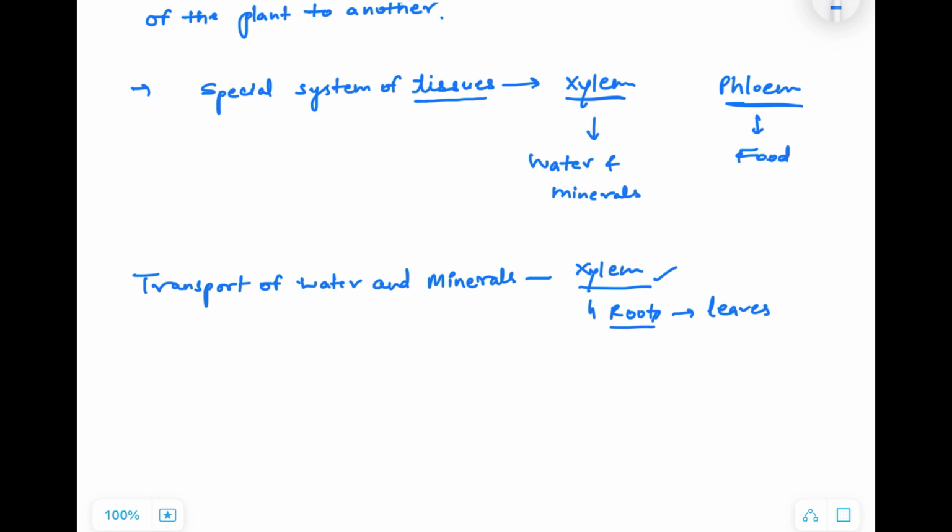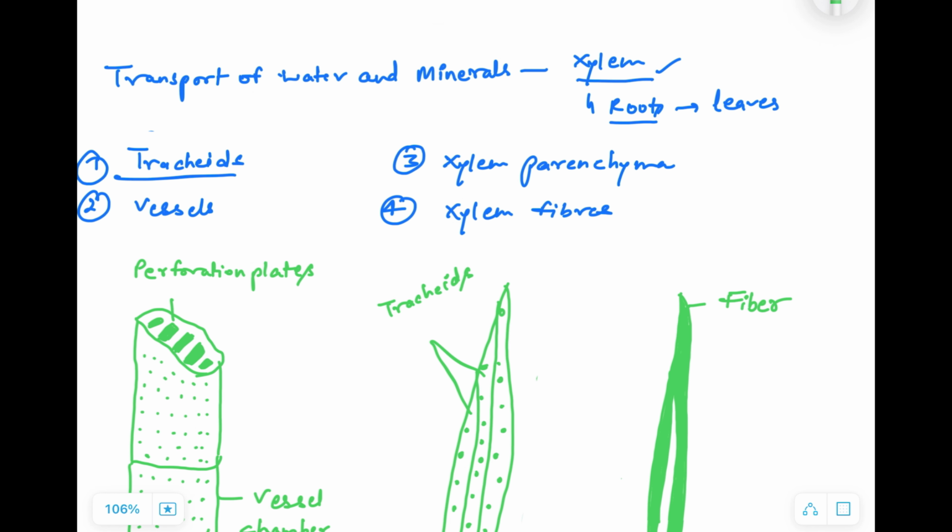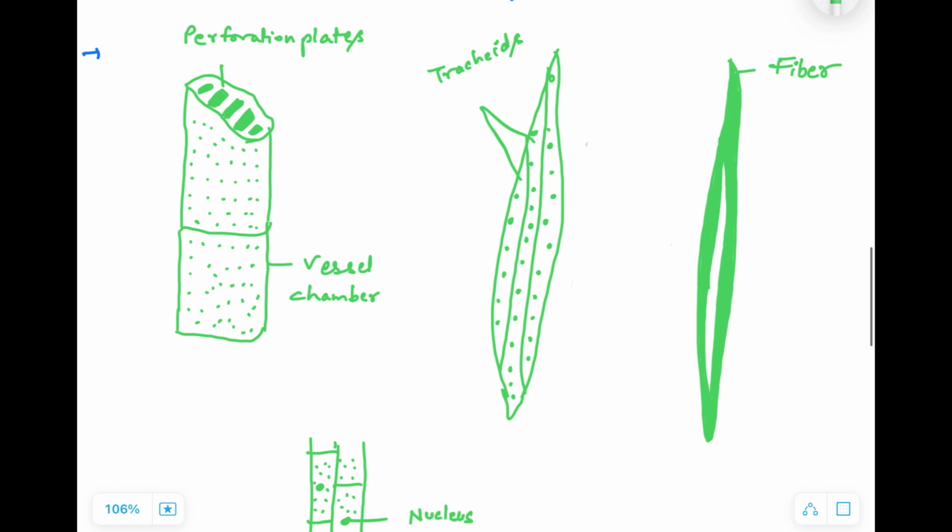Okay, and xylem consists of four parts: tracheids, vessels, xylem parenchyma and xylem fibers. In ninth class, you have been taught about xylem, that xylem is a complex permanent tissue. Now, let's discuss all the components of xylem one by one.